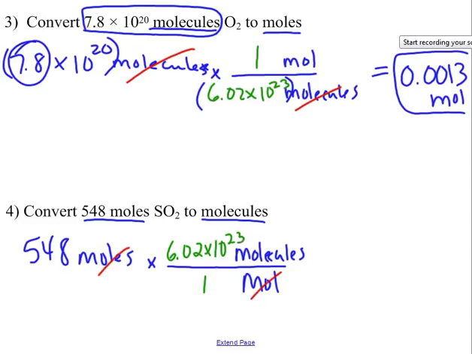Moles will cancel, and you'll get in your calculator an answer that we're going to make sure has 3 significant figures. Should work out to 3.30 times 10 to the 26 molecules.